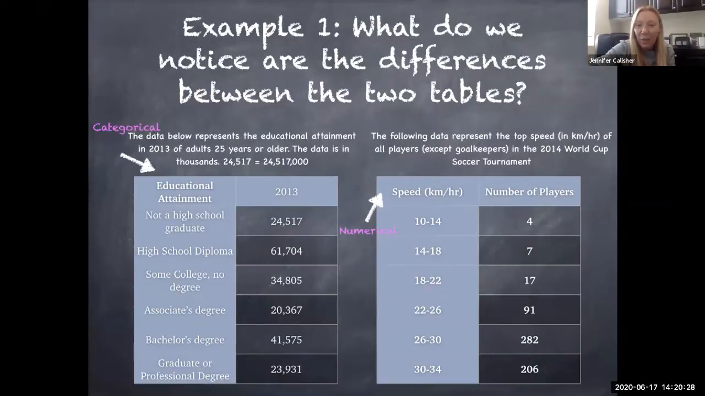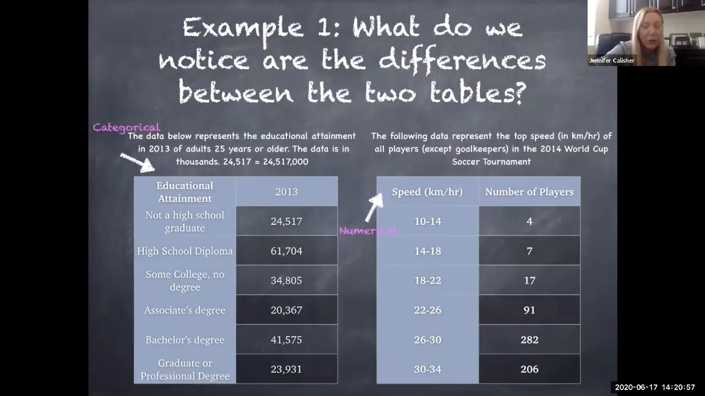And then the other one, what is the frequency for the category that's 14? So looking over to the other table for speed, what was the frequency, Alyssa, for the class that's 14 to 18 kilometers an hour? 7. Exactly, it's 7. Now, do you notice anything kind of interesting about this table on the right for speed?